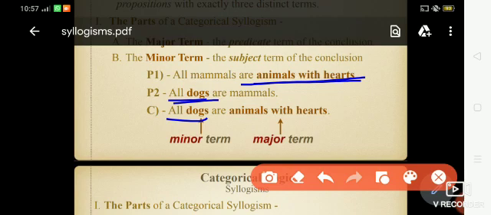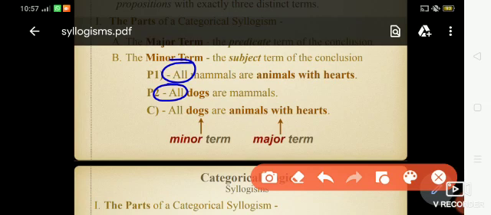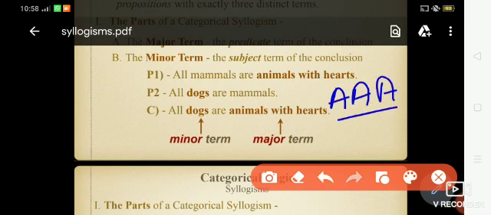So this is our premises. Remember, it is rule 1: when in both the premises there is a use of all, then in the conclusion there must be use of all. Why? Because premise 1 starts from all, and premise 2 also has all. So in the conclusion there must be all.